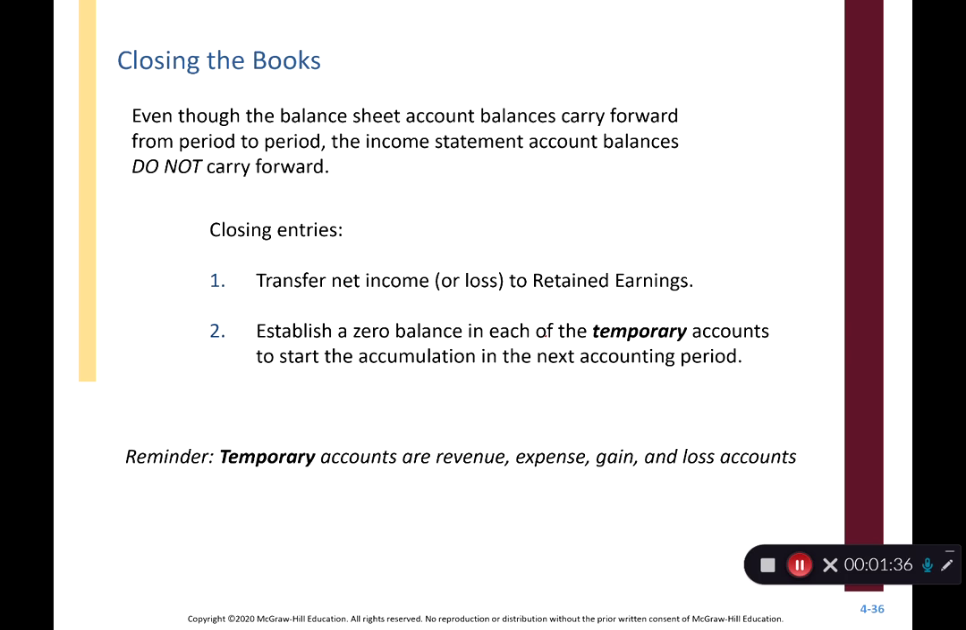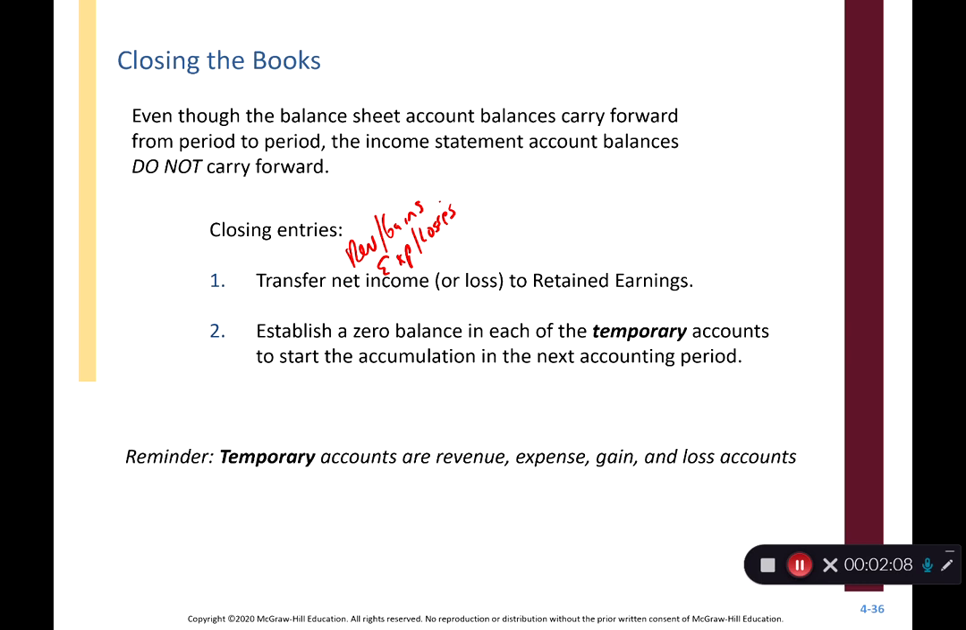All the closing entries do is transfer the net income or loss, which is the result of revenues and gains, expenses and losses. So it transfers those balances into retained earnings, and then in addition, it's also going to move the dividends into the retained earnings as well. The goal is to establish a zero balance in those temporary accounts, so we start fresh in the next period.